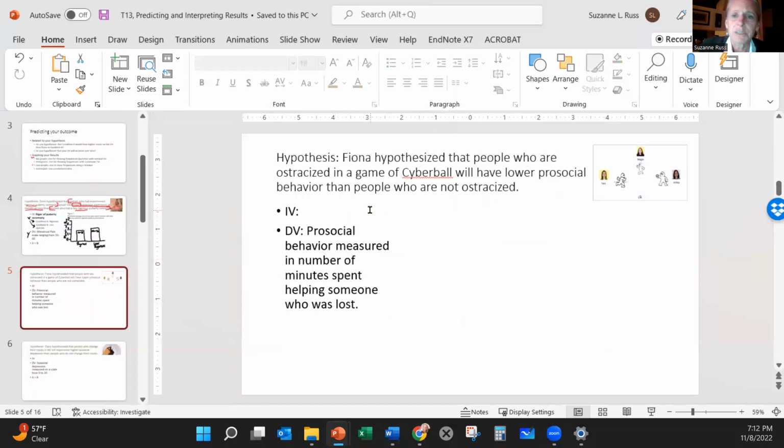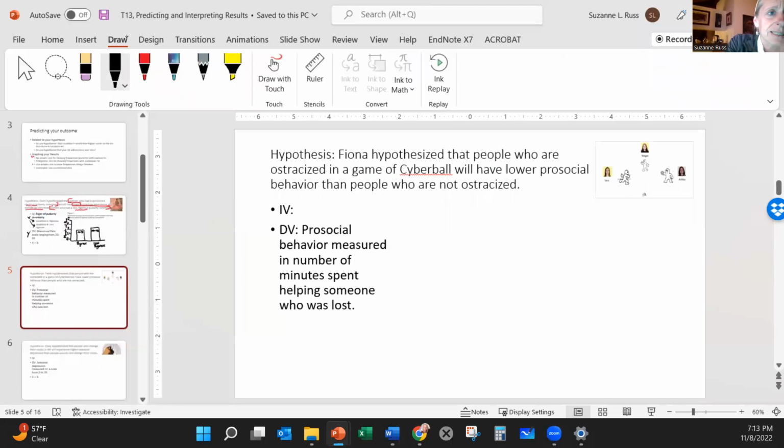Hypothesis. Fiona hypothesized that people who are ostracized in a game of cyberball will have lower pro-social behavior than people who are not ostracized. And you can see here that I already wrote the DV. This will be on our y-axis. And so I'll put the y here. And you can see that this is the dependent variable. So I'm going to just underline it in black, pro-social behavior.